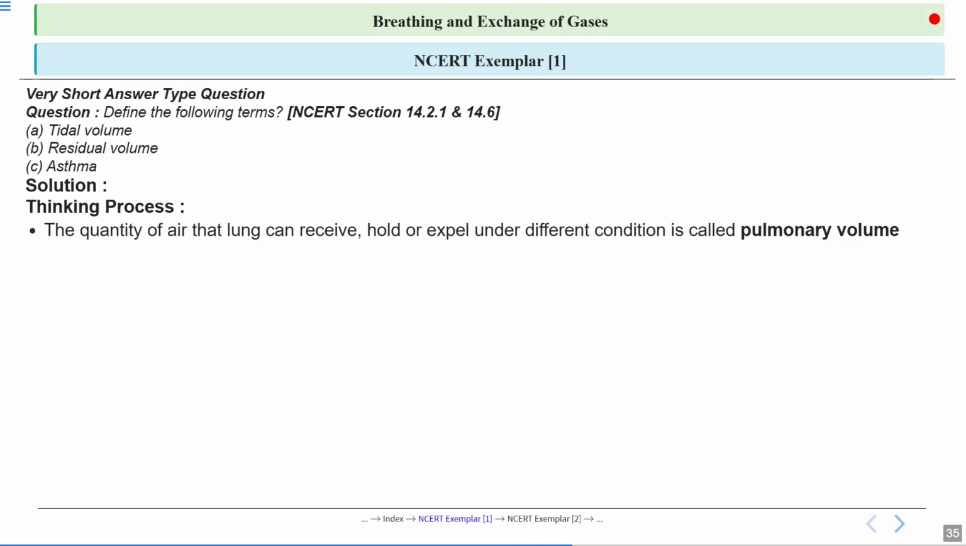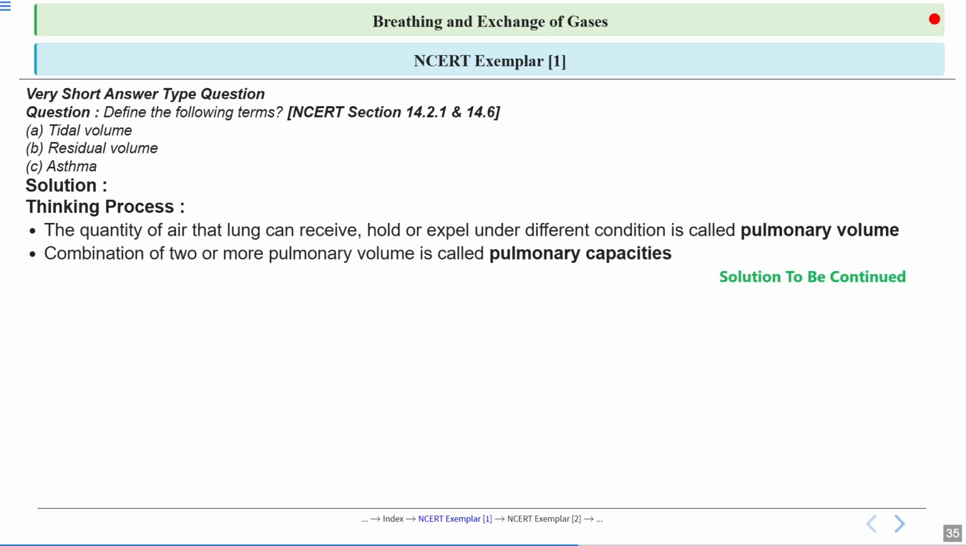Now, the quantity of air the lung can receive, hold or expel under different conditions is called the pulmonary volume. And the combination of two or more pulmonary volumes is called pulmonary capacity, because two of the terms, that is the tidal volume and residual volume, are related to these pulmonary volumes and capacities. So this is the thinking process. Now let us go to the answer.